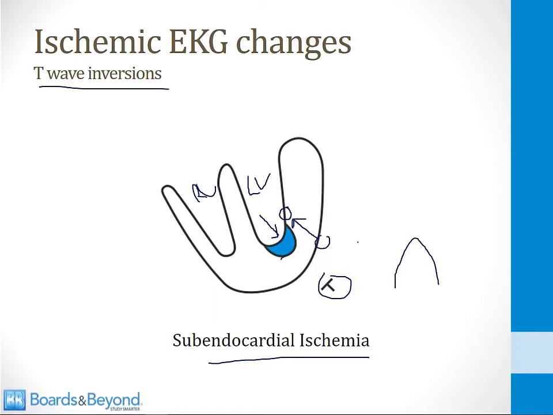In this setting, this portion of the heart near the ischemic myocardium will repolarize first, and this portion out here will repolarize last. That will create a wave of repolarization going towards the ECG lead, and that will create an inverted T wave on the surface ECG.